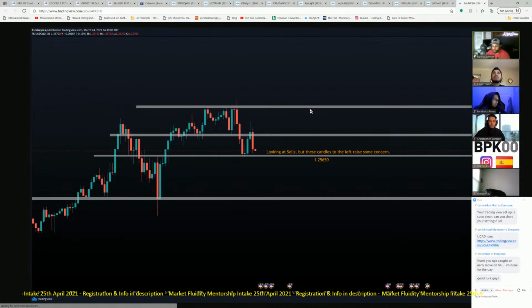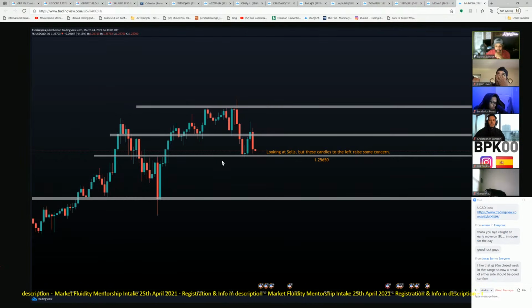Let's take a look at this USD CAD over here. USD CAD looking for sells, but these candles to the left raise some concern. Yeah, these areas here, right? They do raise some concerns. So I think if you do break below this area, you're probably expecting volume to continue pushing price down.